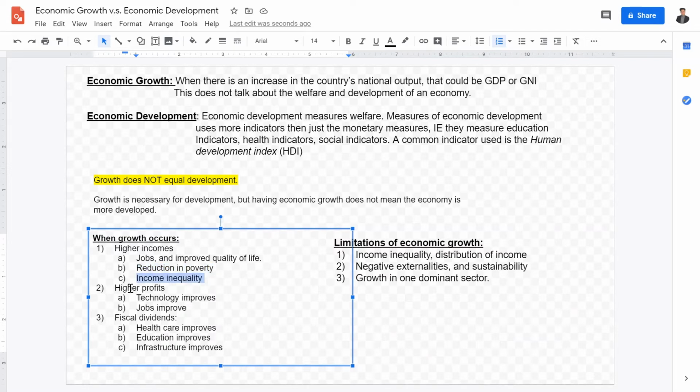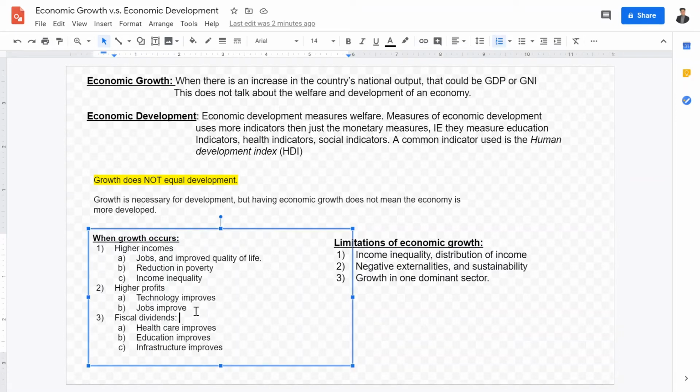However, with higher incomes, income inequality may occur, which may not cause economic development. This is a prime example of how economic growth causes higher income, which causes some income inequality, and income inequality causes economic growth to slow down. Other examples of what happens when economic growth occurs are higher profits. With higher profits, people get to invest more into their business and their industry. Technology improves, jobs improve.